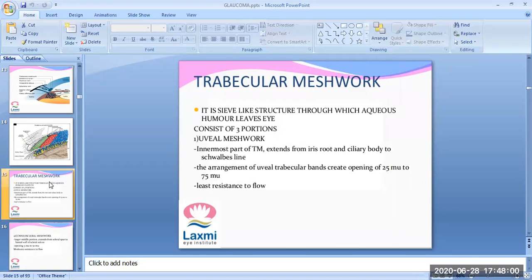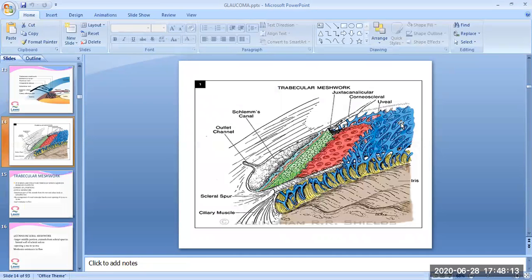It is a sieve-like structure through which aqueous humor leaves the eye, and it consists of three portions: the uveal meshwork, corneoscleral meshwork, and the juxtacanalicular meshwork. In this image, they have shown this blue color sieve-like structure is the uveal meshwork, and red color is the corneoscleral meshwork, and this green color structure is the juxtacanalicular meshwork.